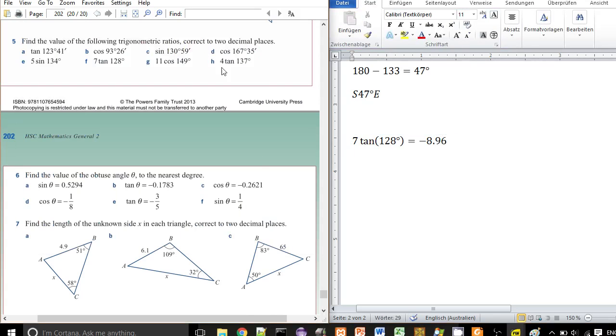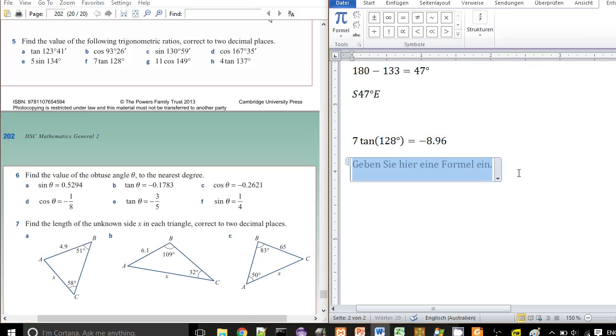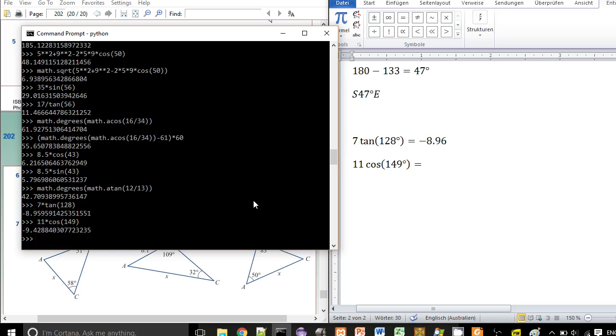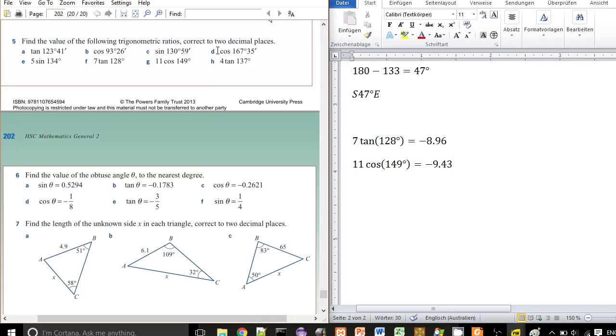Okay, next one, let's try 11 cos 149. Before I click enter, I can tell again it's negative, so let's see what we get. Minus 9.43. And that's to 2 decimal places. These are 3 significant figures though: 1, 2, 3. But decimal places is just after the decimal.